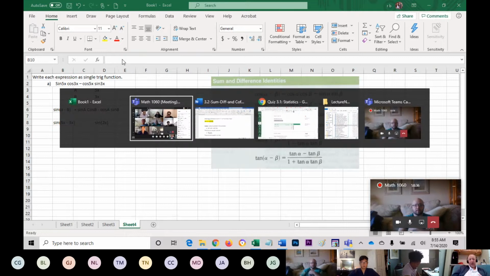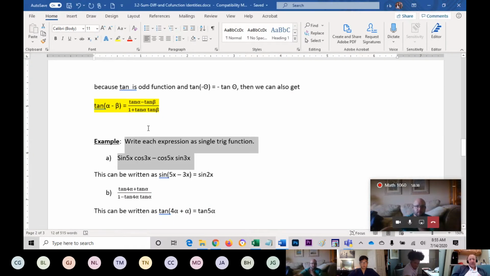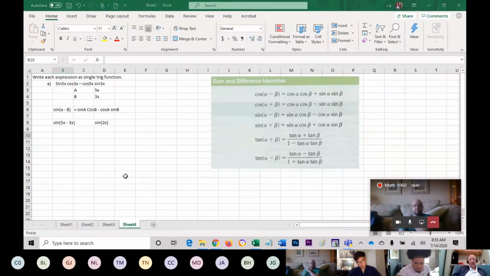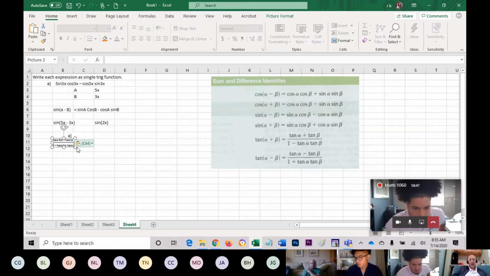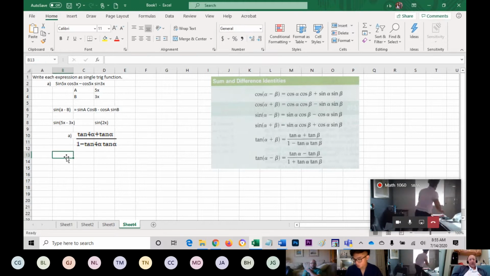All right, let's do another one here. Let's see how well this copies. Is it okay if I get a cup of water? Yeah, go get some water. That's fine. Okay, so tangent of 4 alpha plus the tangent of alpha over 1 minus 4 tangent alpha tangent alpha. I want to also write this as a single trig function.